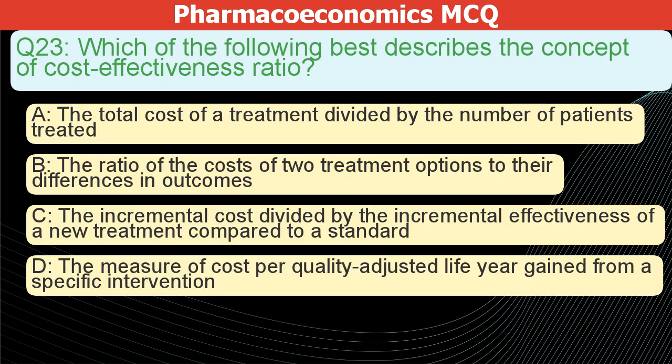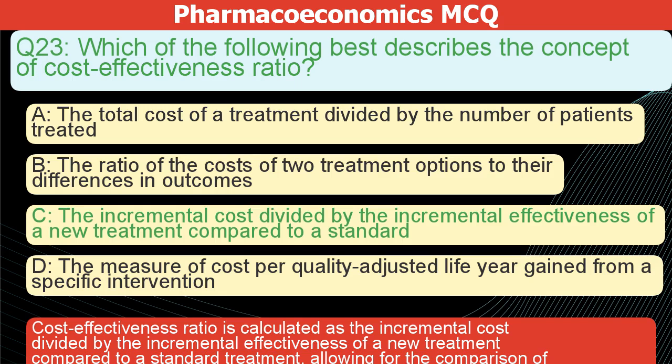A. The total cost of a treatment divided by the number of patients treated. B. The ratio of the costs of two treatment options to their differences in outcomes. C. The incremental cost divided by the incremental effectiveness of a new treatment compared to a standard. D. The measure of cost per quality adjusted life year gained from a specific intervention.